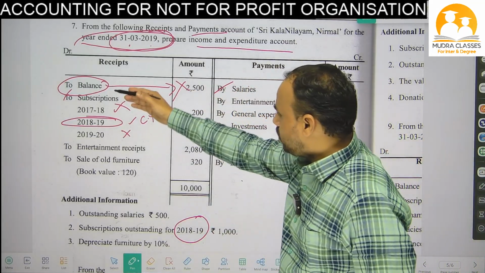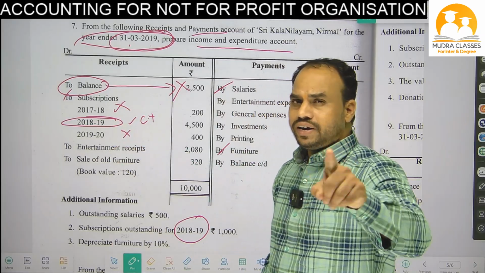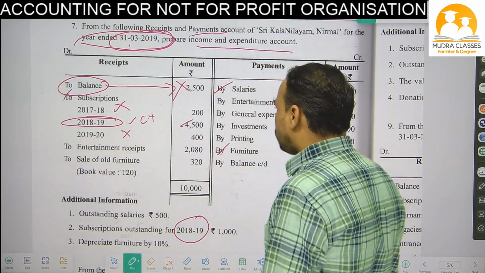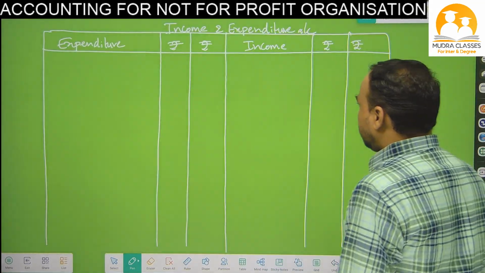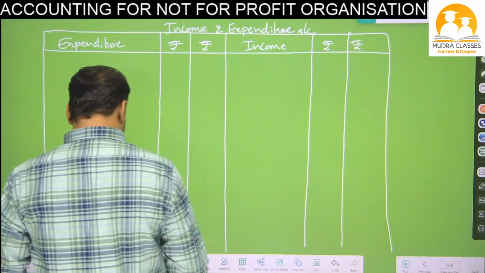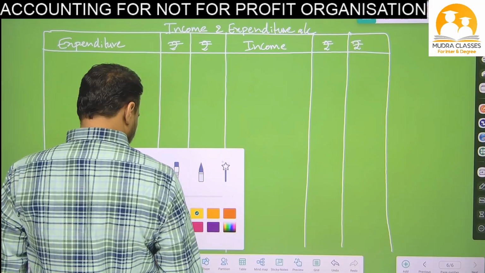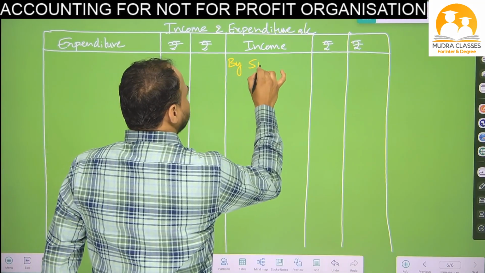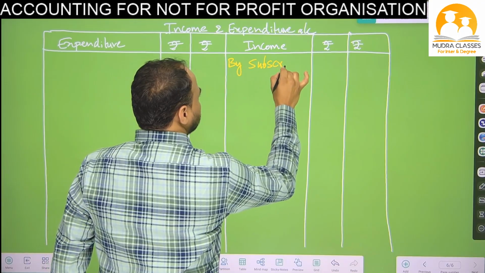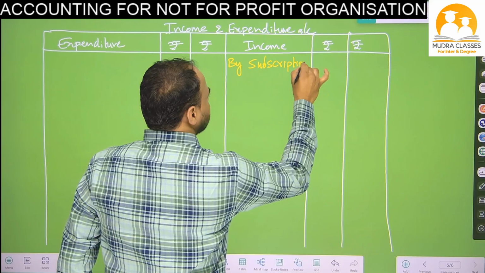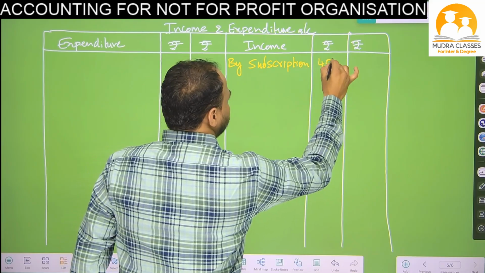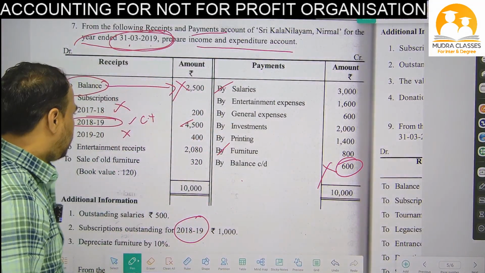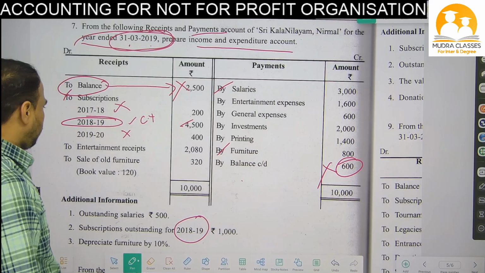Okay, in subscription total 3 items are given, we have to write only current year amount, that is 2018-19. How much amount? 4500. So in the answer, credit side, we have to write by subscription 4500. There are 3 years amount given, but in the answer we have to write only current year. Okay, let's see the next one.